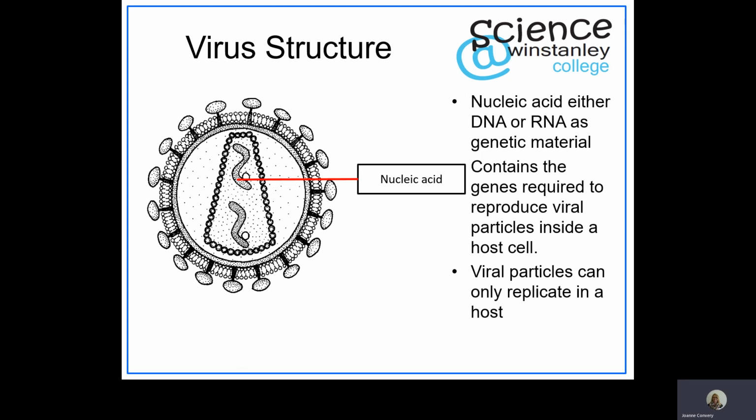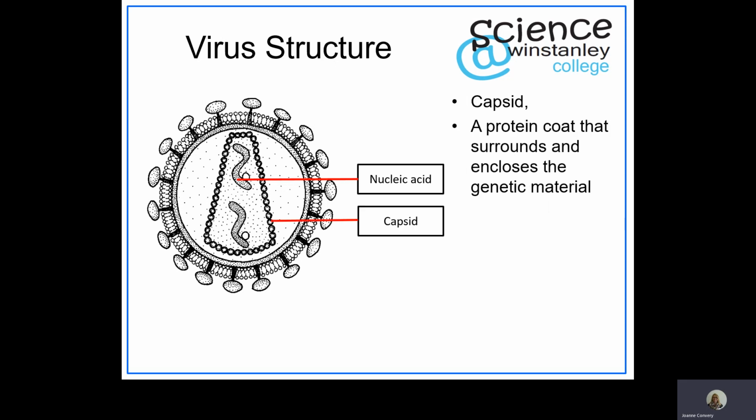Sometimes you see different references to viruses. We might have heard of a retrovirus. Retroviruses will have RNA as their nucleic acid, and I'll explain a little further on a future slide what we mean by retroviruses. Surrounding that nucleic acid is a really important structure called a capsid, and it's essentially a protein coat that surrounds and encloses the genetic material. So it's a protective layer, really.